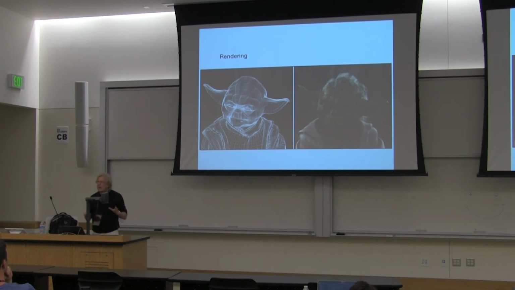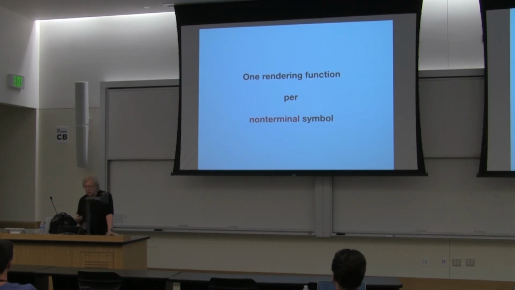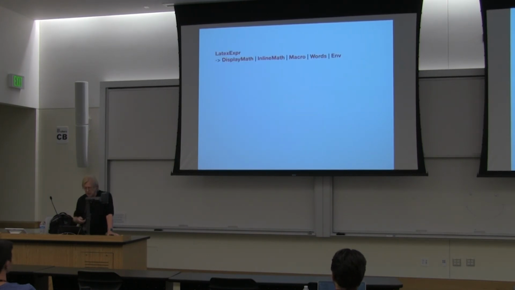So we've got the AST. We now need to render that into HTML. It turns out that there's sort of a recipe for doing this. We're going to have one rendering function per non-terminal symbol in the grammar. So we're going to have a set of mutually recursive functions that cooperate to produce the HTML. I'll show you a couple of these.